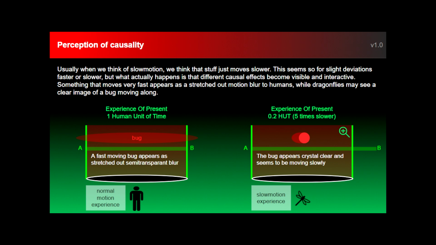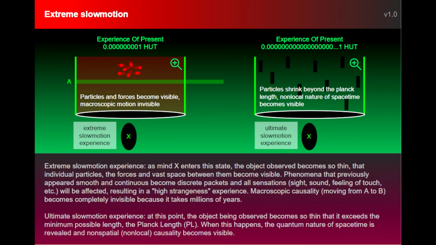Now let's go extreme and see what happens. Experiencing slow or fast motion actually allows one to see different causal effects. Extreme slow motion experience: as mind X enters this state, the object observed becomes so thin that individual particles, the forces, and vast space between them become visible. Phenomena that previously appeared smooth and continuous become discrete packets. All sensations, sight, sound, feeling of touch, etc., will be affected, resulting in a high strangeness experience. Macroscopic causality, moving from A to B, becomes completely invisible because it takes millions of years.